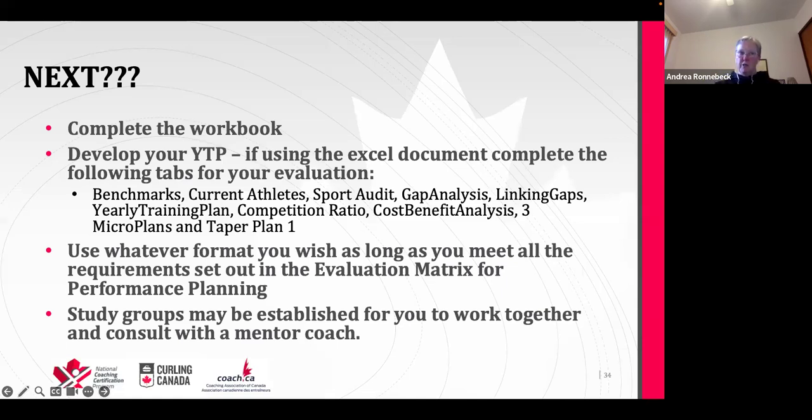I also mentioned earlier, you can send me your portfolio before you submit it for evaluation, and I'll review it to make sure that you've met all the requirements in the matrix. And let me know by email if you would like to be part of a study group. I'm available as a resource too if you have any questions. So that's kind of the end of it.